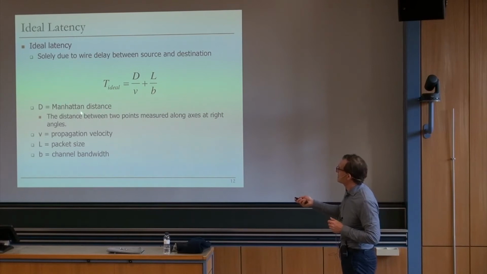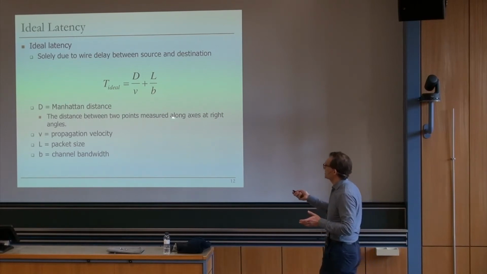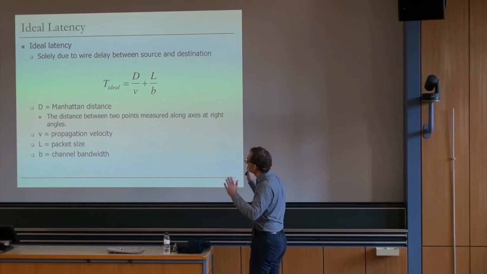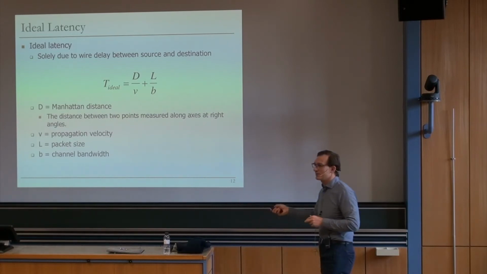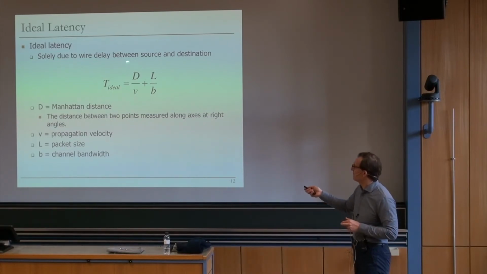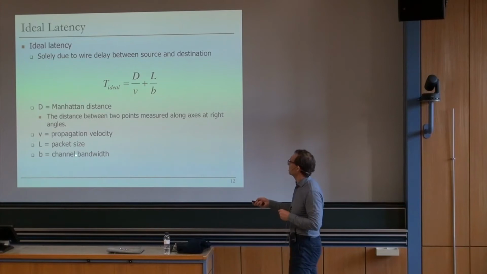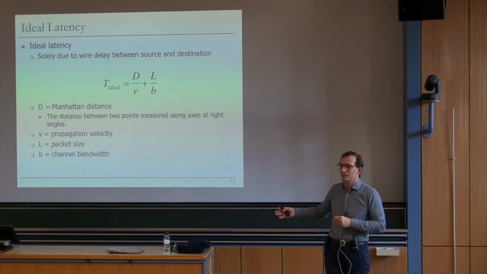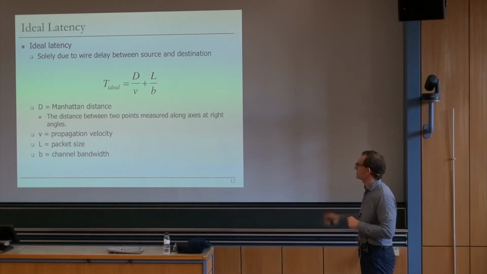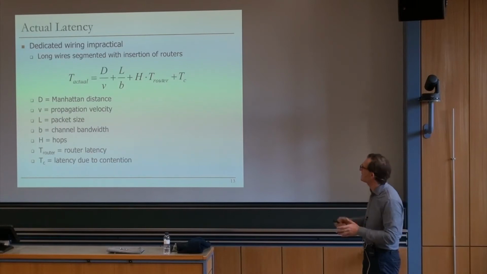But this is the ideal latency. There's some distance, the distance between 2 points measured along axes at right angles, Manhattan distance. And then there's some propagation velocity of the signal, and you have that d divided by v, and also you have some packets, right? You have a packet size and channel bandwidth, and you basically put some number of flits. So that's the ideal latency, and you can study it. It's not that interesting in the end.